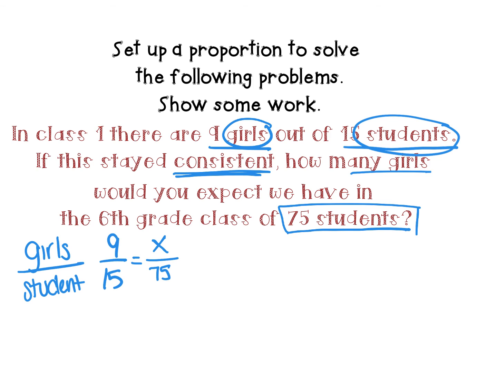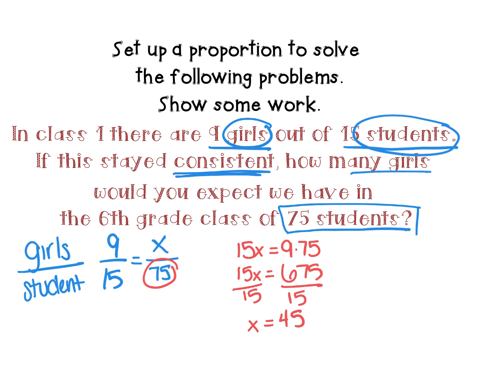Again, once I use those labels and set up that proportion, I'm going to do my cross products. 15 times x equals 9 times 75. So that gives me 15x equals 675. My final step is going to be to divide by 15 on both sides to give me x equals 45. So out of 75 students, if that ratio stayed the same, I would expect that there are going to be 45 girls total in that student body.